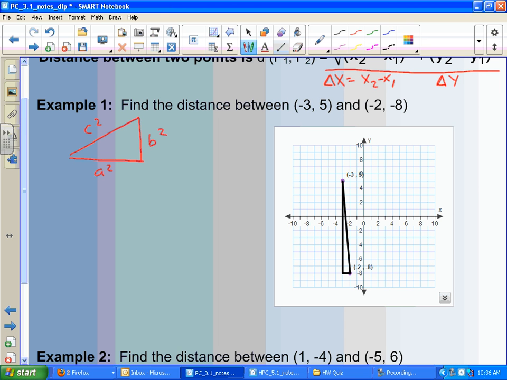we're saying, well, we're going to go from x1, y1 to x2, y2. This a squared distance is just taking the difference between the x's and squaring them. And this b squared is just taking the difference between the y's and squaring them. And that's how we get our c squared value, or in this case, our distance.